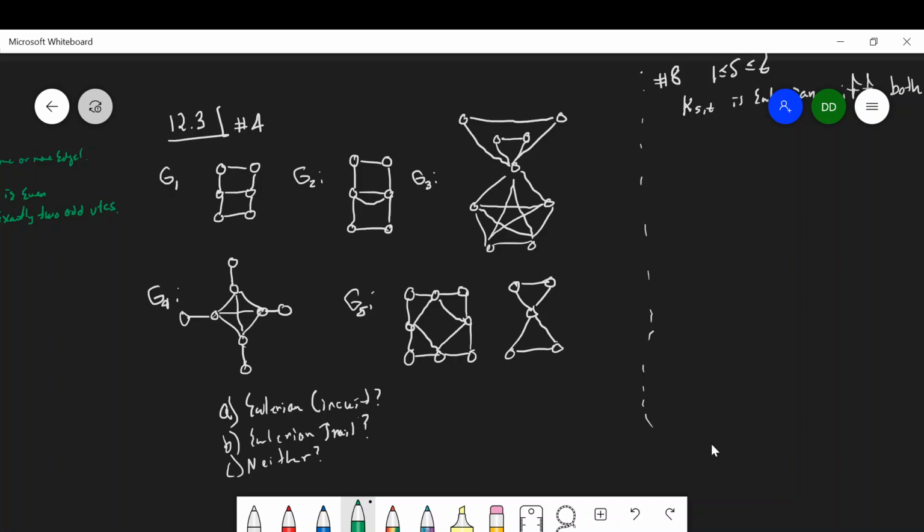So in G1, notice I have 2 vertices of odd degree. The rest are even. 2, 2, 2, 2, 3, 3. Since there are vertices of odd degree, there is not an Eulerian circuit. However, it has exactly 2 vertices of odd degree, and so this one does have an Eulerian trail. So I would say B, trail.